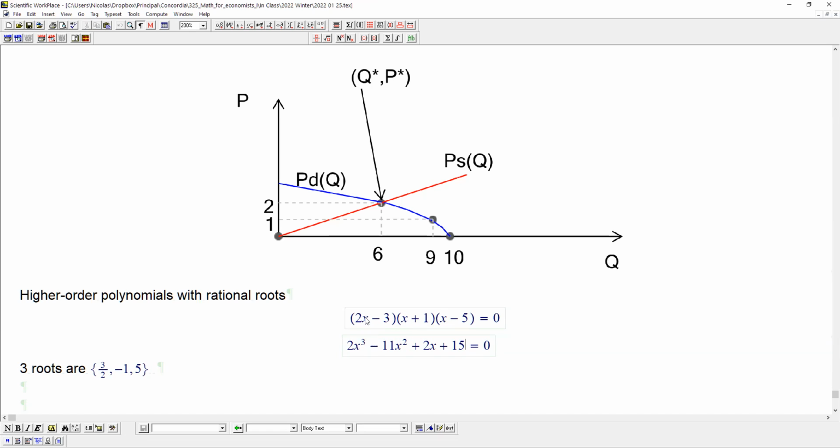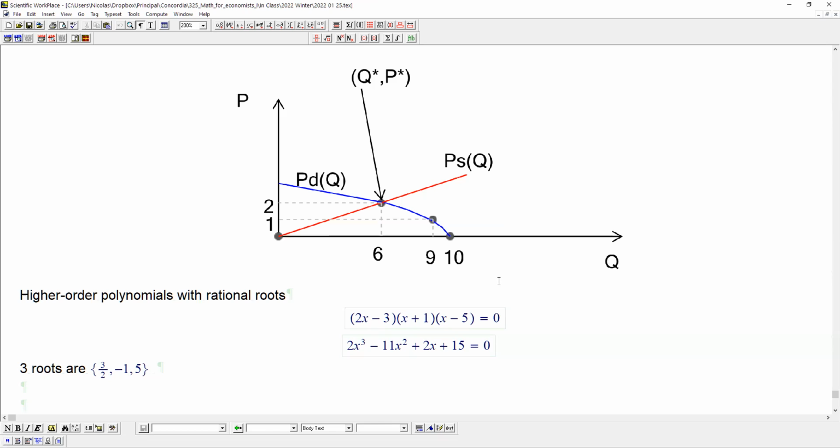But in some ways, I know that this 2 here is a multiplication of all the factors that go in front of the x's. And this is a multiplication of all the constant terms. So what we are going to know is that the roots, which are 3/2, -1 and 5, are somehow fractions that come from either the constant term there or the terms in front of the x here. So how are we going to do this?